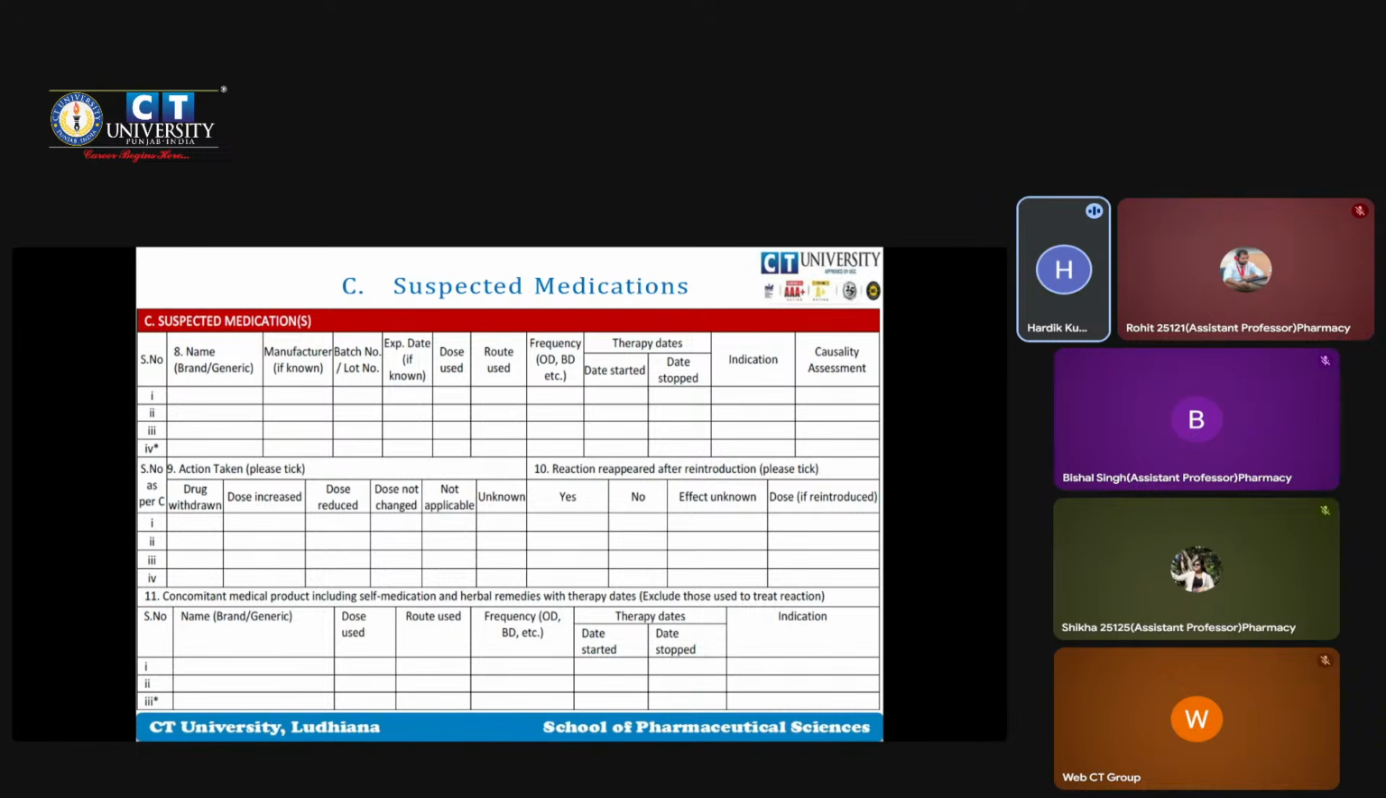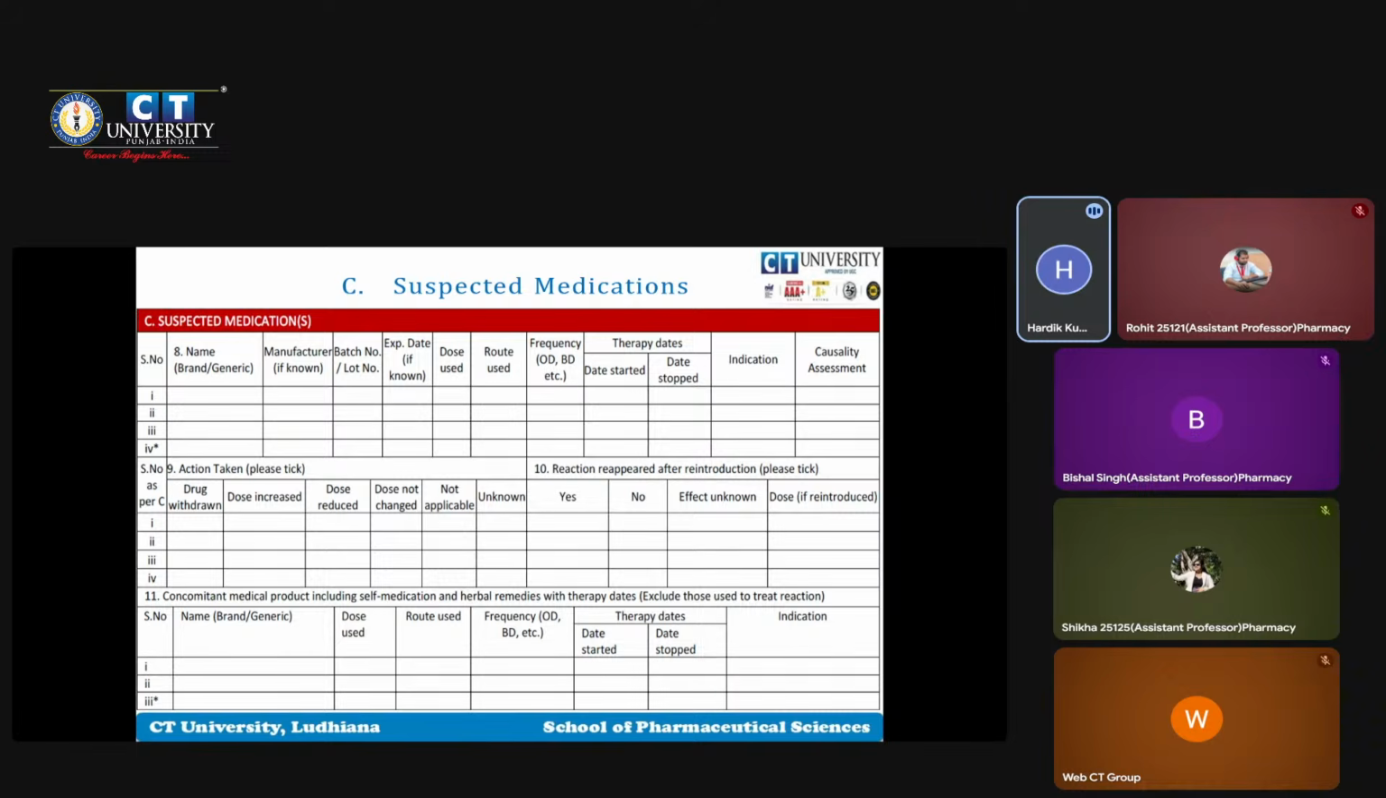How bad the side effect has been. You have to choose any one of the columns: did not affect daily activity, admitted to hospital, affected daily activities, death or others. Next slide, please. Now we move forward towards the mobile application. Similarly, we have studied the ADR reporting form, how to fill that, how to submit that. Now we will go for the mobile application. Next slide, please.